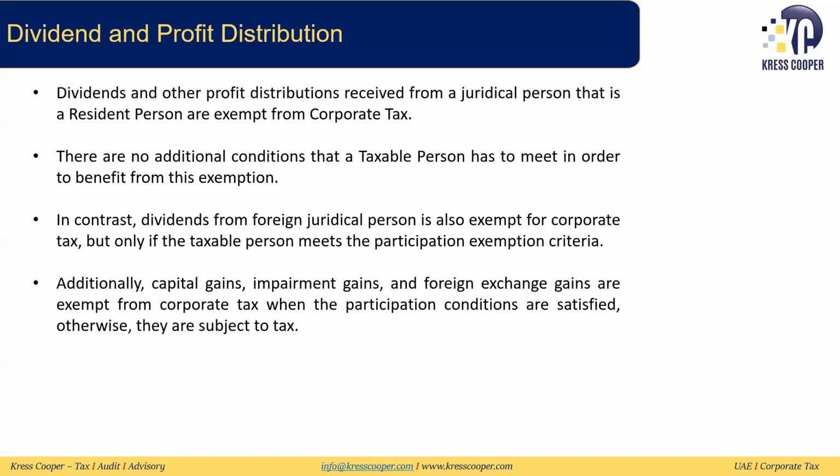The capital gains, impairment gains, and foreign exchange gains are also exempt from corporate tax when the participation conditions are again satisfied. Otherwise, they will be subject to tax. So, for example, if you're receiving any dividend from a foreign juridical person but they're not meeting the participation exemption criteria, for example less than 5% or other criteria, then they will be subject to tax as well.